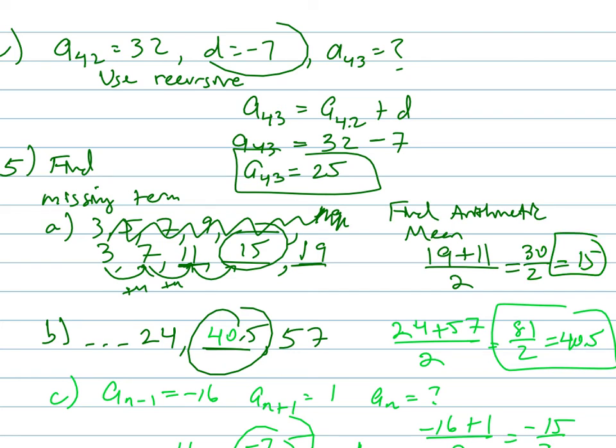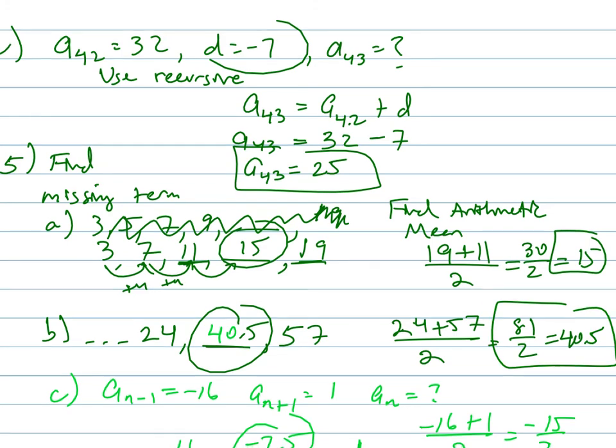So we could apply that to this one. 24 plus 57 divided by 2. 24 plus 57 is, let's see, 20 plus 50 is 70, 4 plus 7 is 11, so 70 plus 11 is 81 over 2. So you could put 81 over 2 or 40.5. So 40.5 is my missing term.